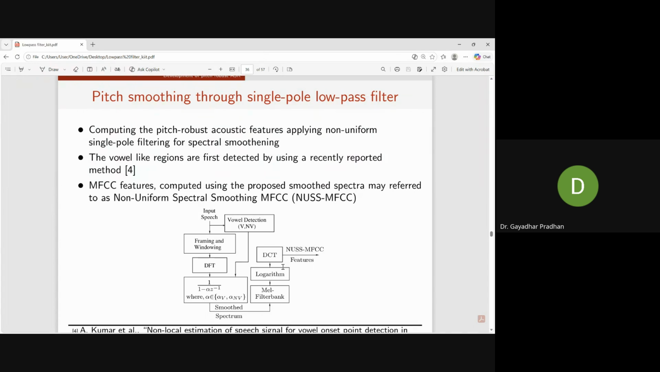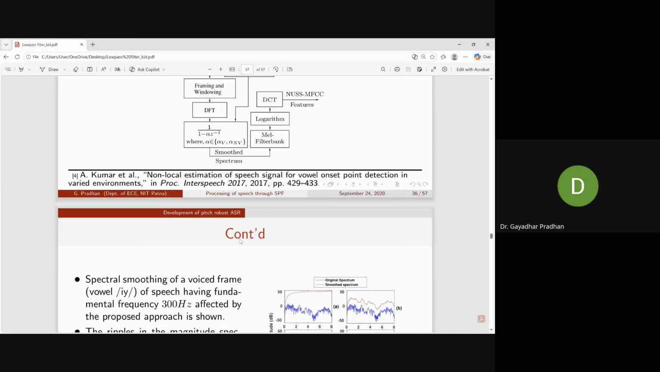Now in speech, where will it be most pitch affected? Most pitch affected in the vowels, because vowels are produced by vocal fold vibration, and non-vowels are less affected. I have an algorithm to find the vowels and non-vowels. So now I can filter the vowel regions with a higher value of A. If I put A equal to 0.9, it is a very sharp cutoff filter. If I put 0.5, it will flatten.